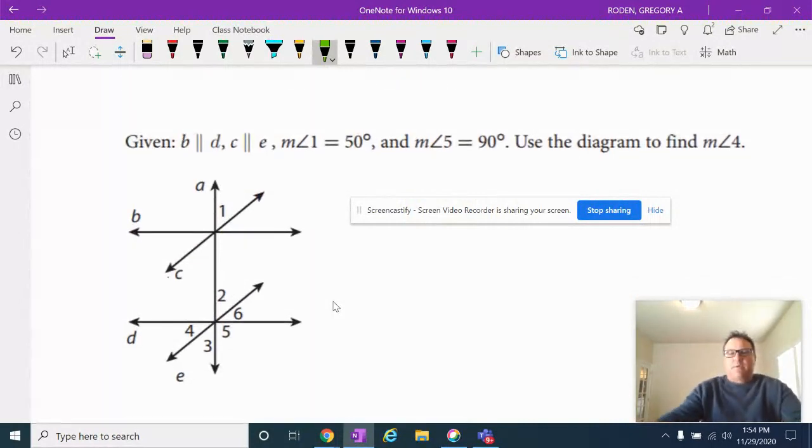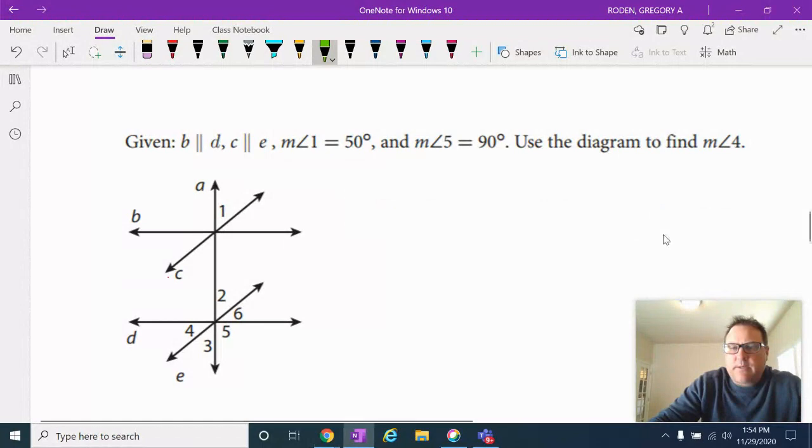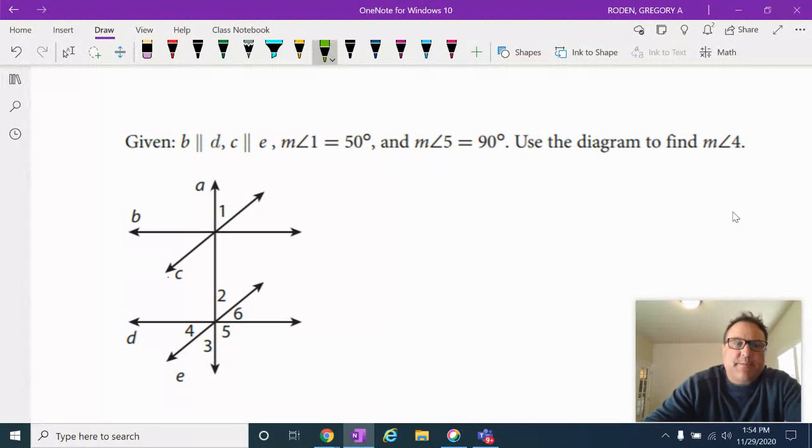Okay, so this one says that line B is parallel, remember, this is our parallel symbol, to D. So we know that B is parallel to D. And remember, when we put these arrows in here, that means parallel. And C is parallel to E. So let's do it like that. The reason I put 2 arrows and not 1 is because one arrow is parallel to the one arrow, and 2 arrows is parallel to the 2 arrows.